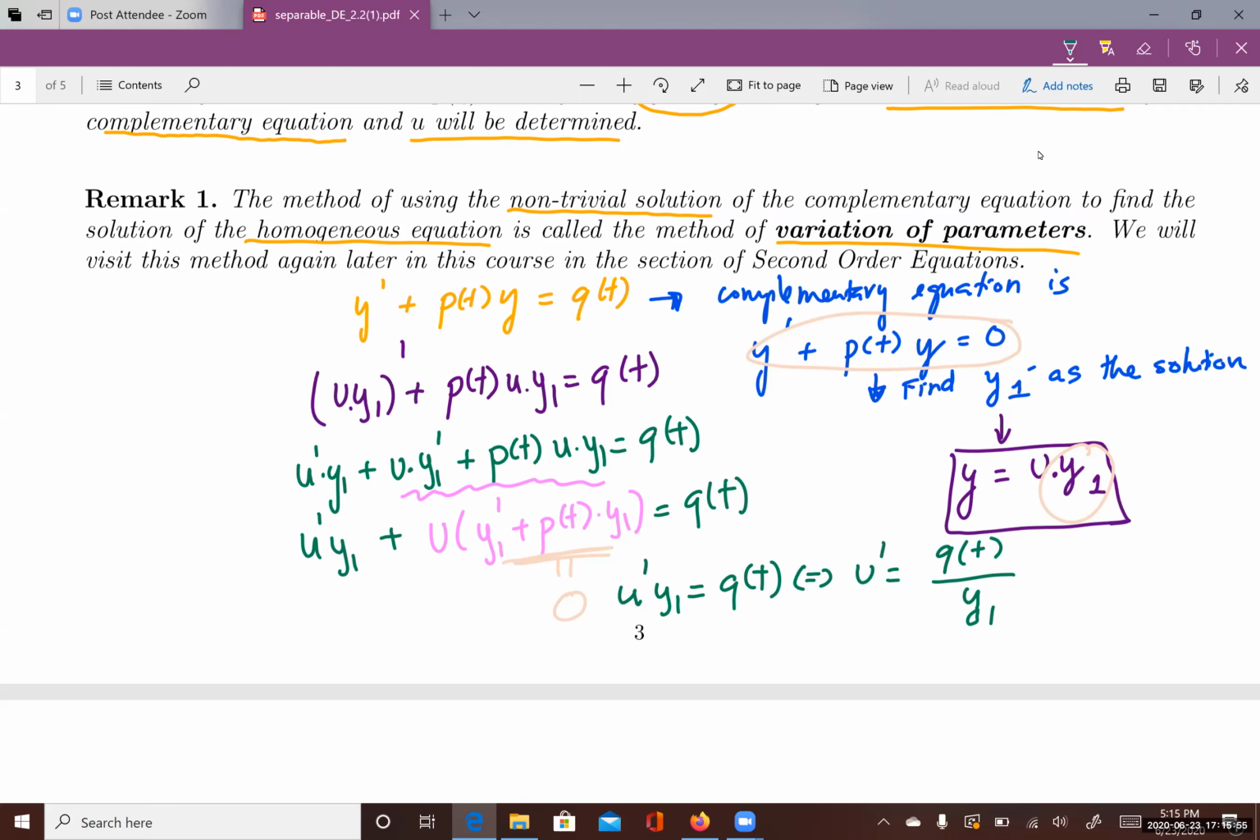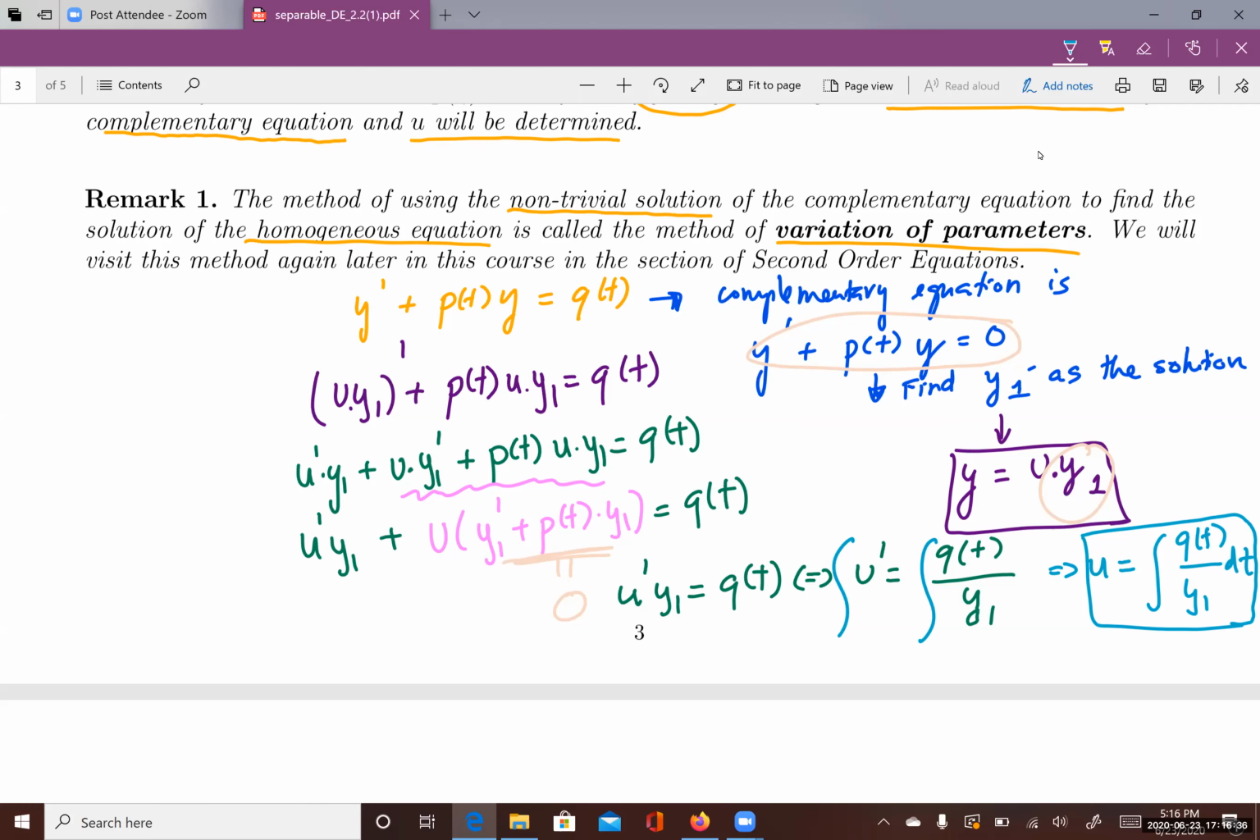And then I can integrate both sides to solve for u. And again, remember that y1 is a function of t. When you solve for u, you have u equals the integral of q of t over y1 dt. Once I solve for u, then I can plug u into this equation to solve for y, which is the solution to this non-homogeneous equation.